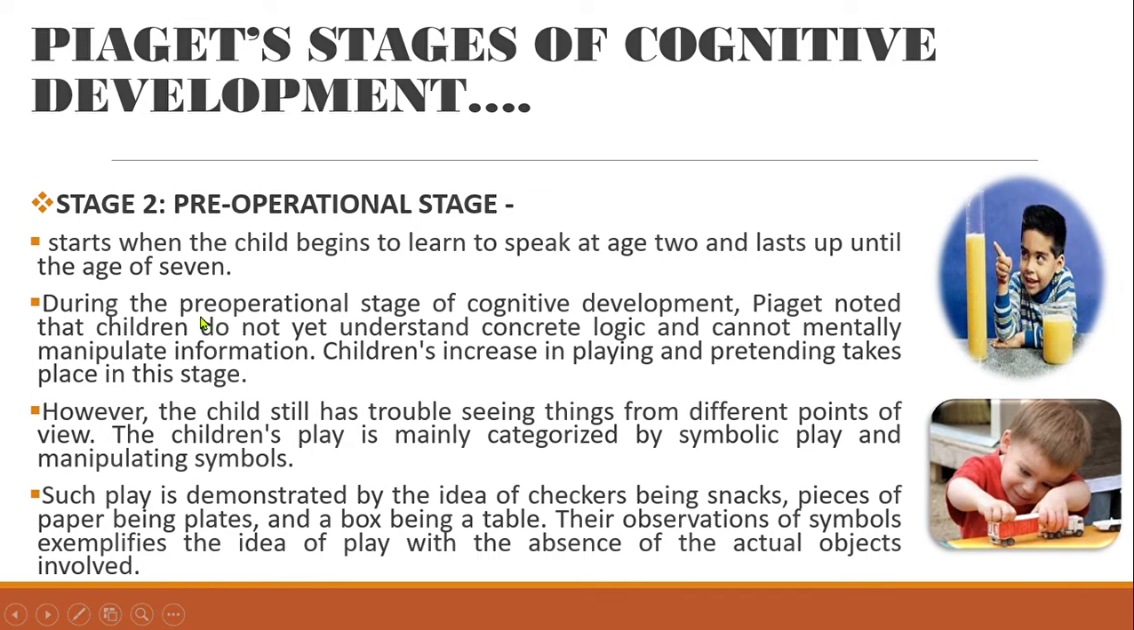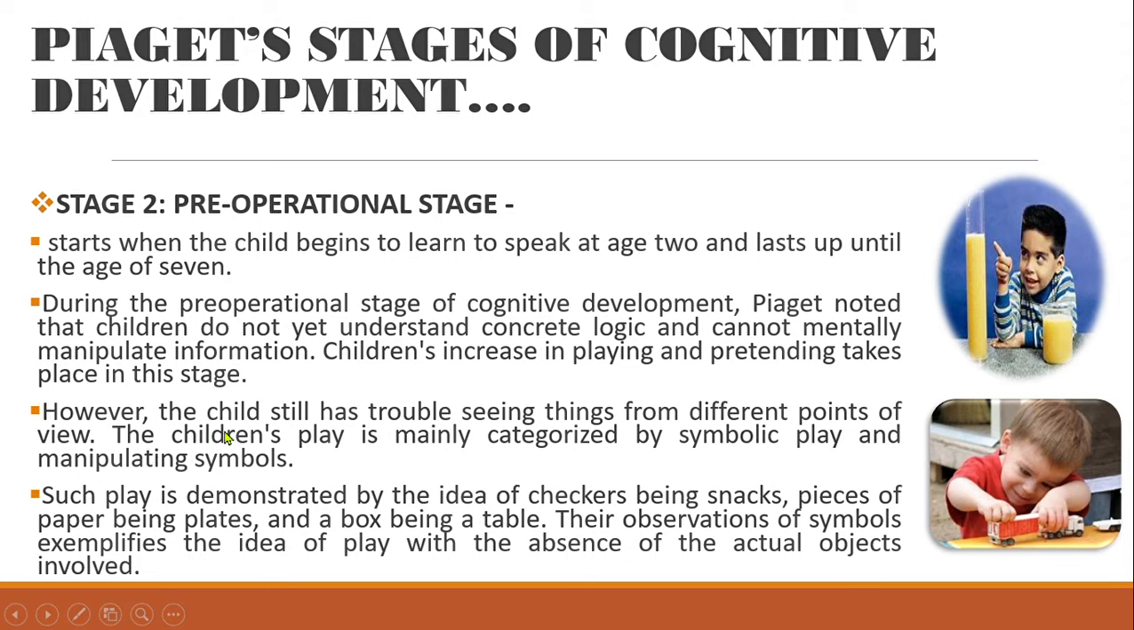So stage two, that is our pre-operational stage. Here, the child begins to learn to speak at age 2 and this lasts up until the age of 7. During this pre-operational stage of cognitive development, Piaget noted that children do not yet understand concrete logic and cannot mentally manipulate information. Hindi pa masyado. Increases in playing and pretending take place in this stage.